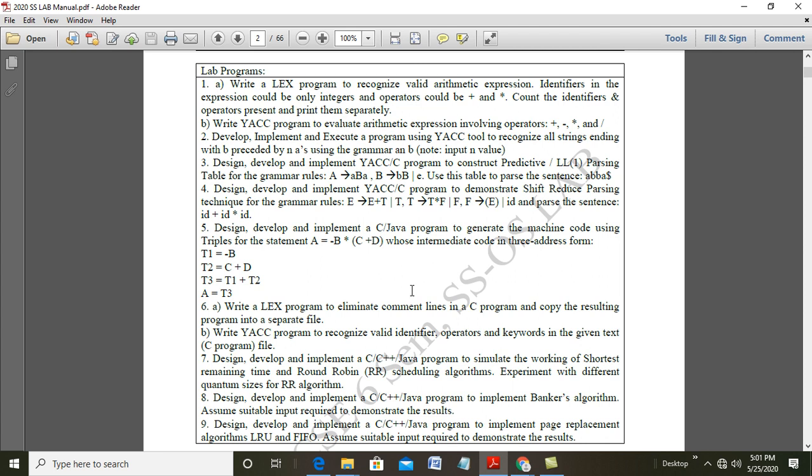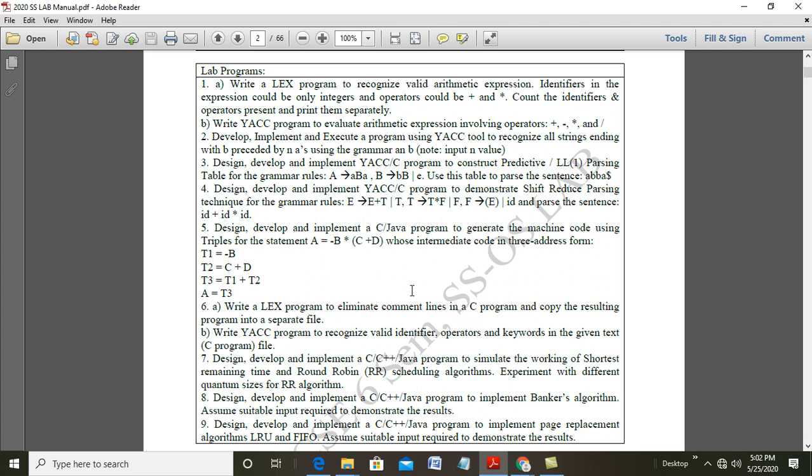Next, the fourth question: design, develop, and implement a YACC or C program to demonstrate shift reduce parsing. So the fourth question is entirely different from question number 3. Question number 3 is also a parsing concept, but it is predictive or LL1 parsing, whereas this is shift reduce parsing. And again the grammar is different, and the string being identified is also different. Here we are identifying the string ID plus ID star ID, but there you are identifying the sentence as the string ABBA, right? So two different parsing techniques, two different grammars, and two different resultant strings, right? That is your fourth program.